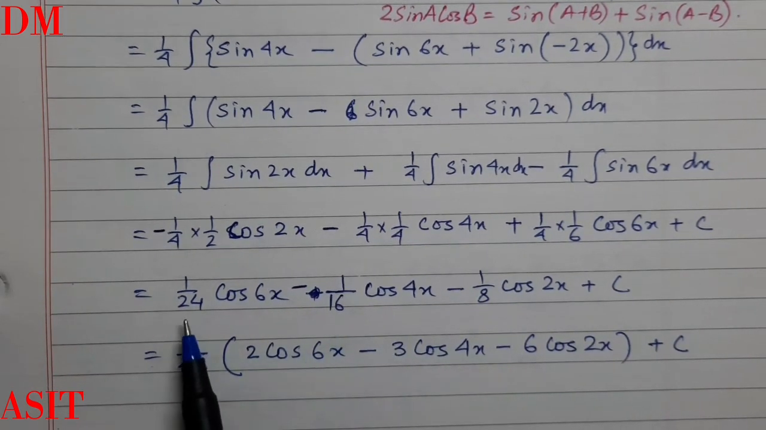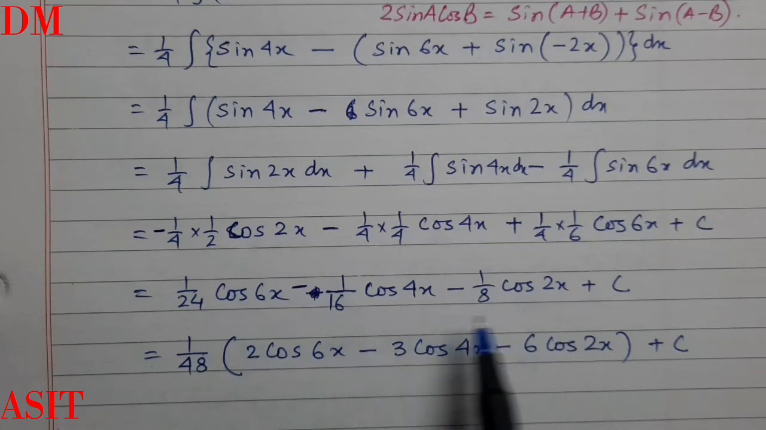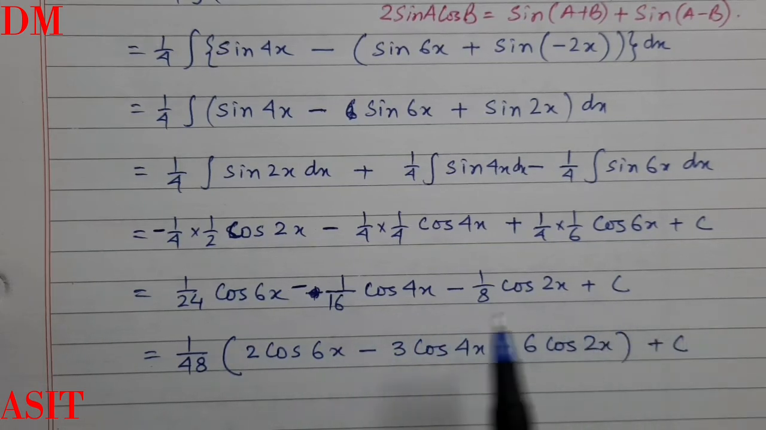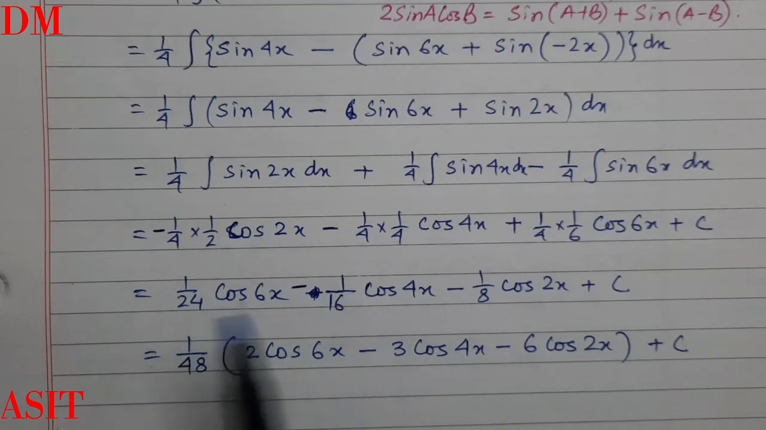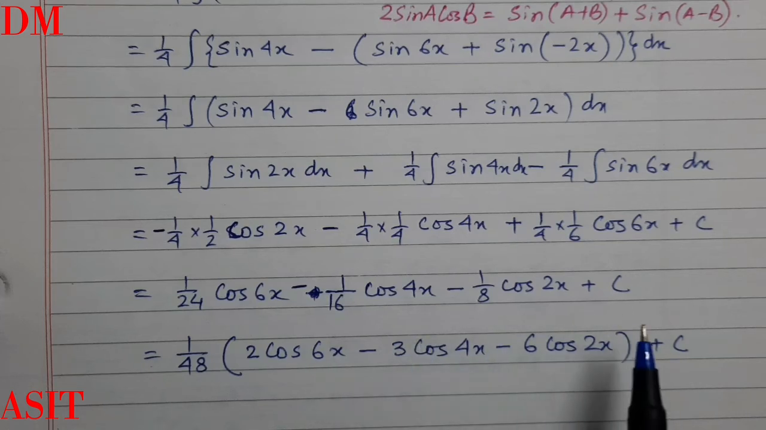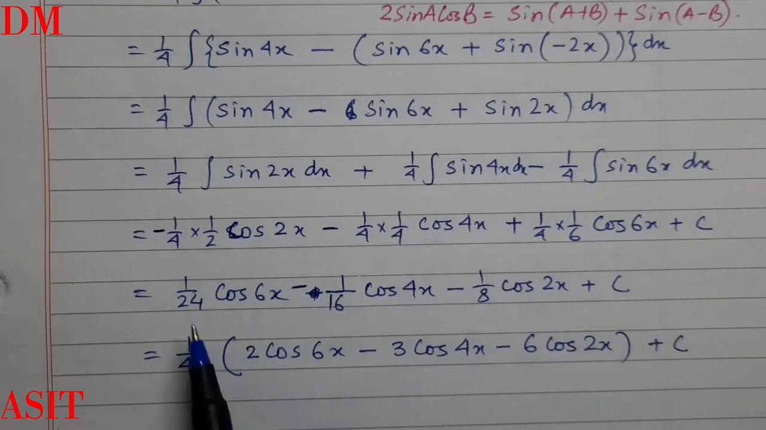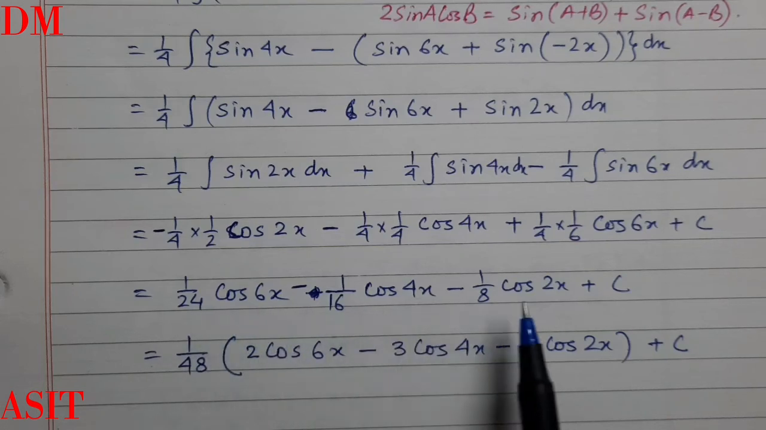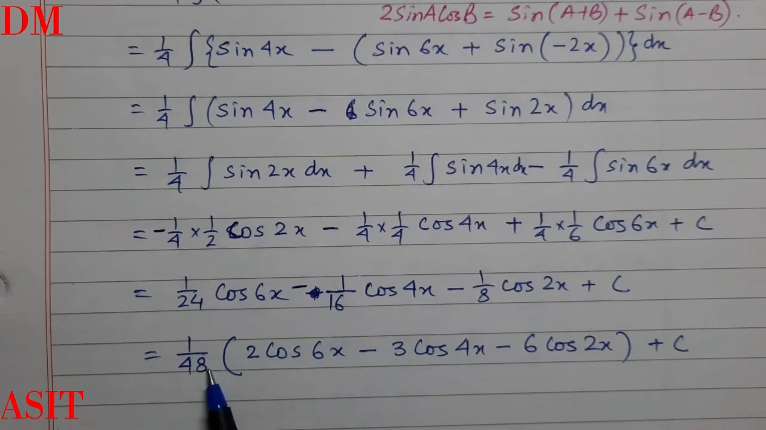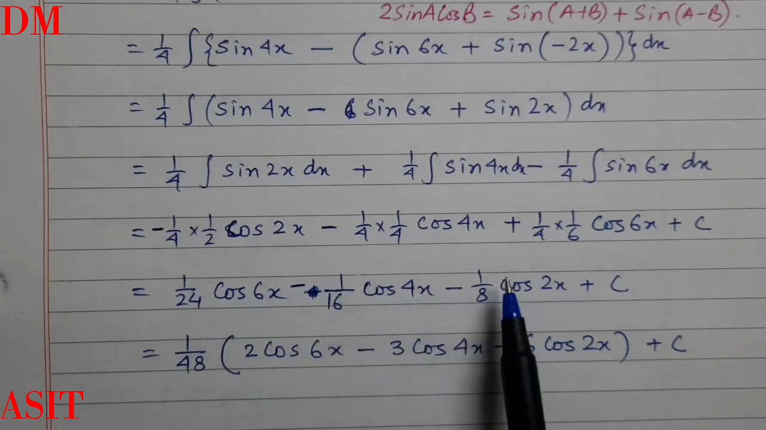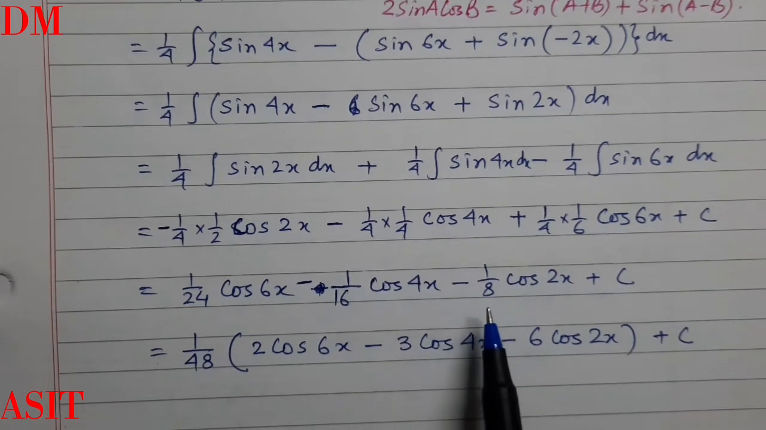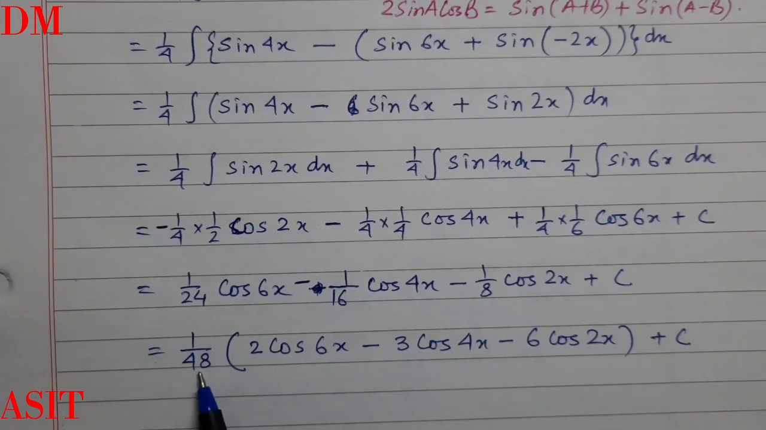Now let's see what is the LCM of this denominator. Now if you do up to this, it will be alright. You will get the marks, no problem. Now one more step. You can do it, you may not do it, no problem. If you don't do it, you will not lose marks. That is not like that. You will get the full marks here if you do up to this. Now, since the LCM of these three numbers is 48, I am taking out 1 by 48. So obviously there will be 2 left, there will be 3 left, and there will be 6 left. So therefore we can write 1 by 48 into 2 cos 6x minus 3 cos 4x minus 6 cos 2x plus c.